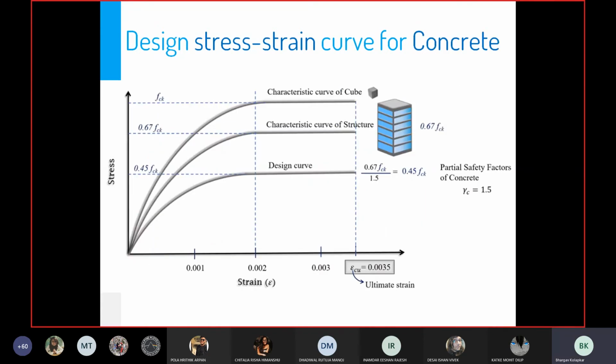Because concrete is heterogeneous, there's a lot of uncertainty involved while using a heterogeneous material, and that is the reason why we have a very high partial safety factor for concrete.